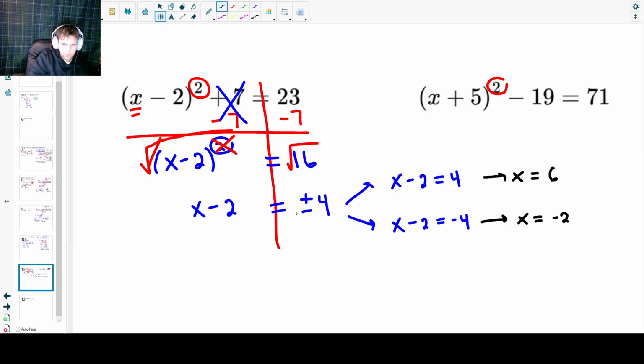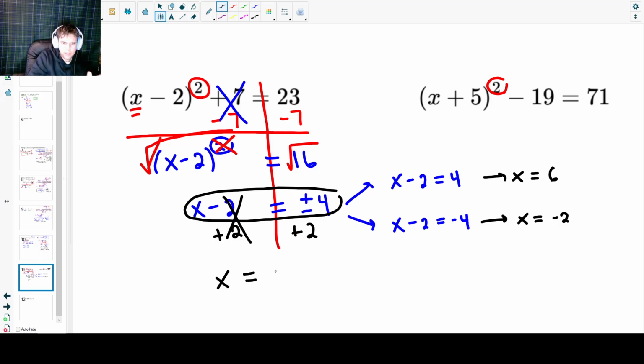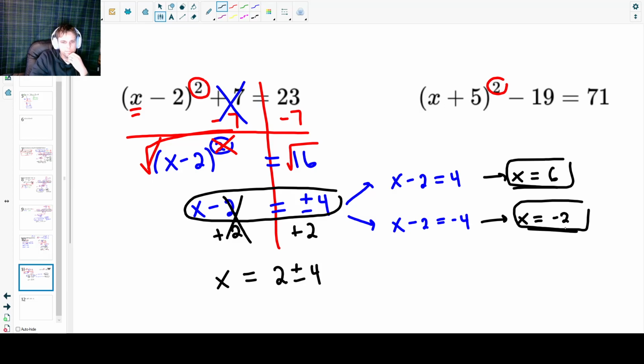But I want to talk about this version over here. So I'm going to leave it like this. I'm going to go ahead and add 2 to get rid of that. And I'm going to add 2 over here. So by doing so, I get 2 plus or minus 4. And this, again, should match my 2 answers. Because if I do 2 plus 4, I get 6. 2 minus 4, we get negative 2. Those are our 2 answers, x equals 6 and x equals negative 2. Kind of interesting, kind of cool. You can leave that plus or minus symbol in there and then simplify it at the end.